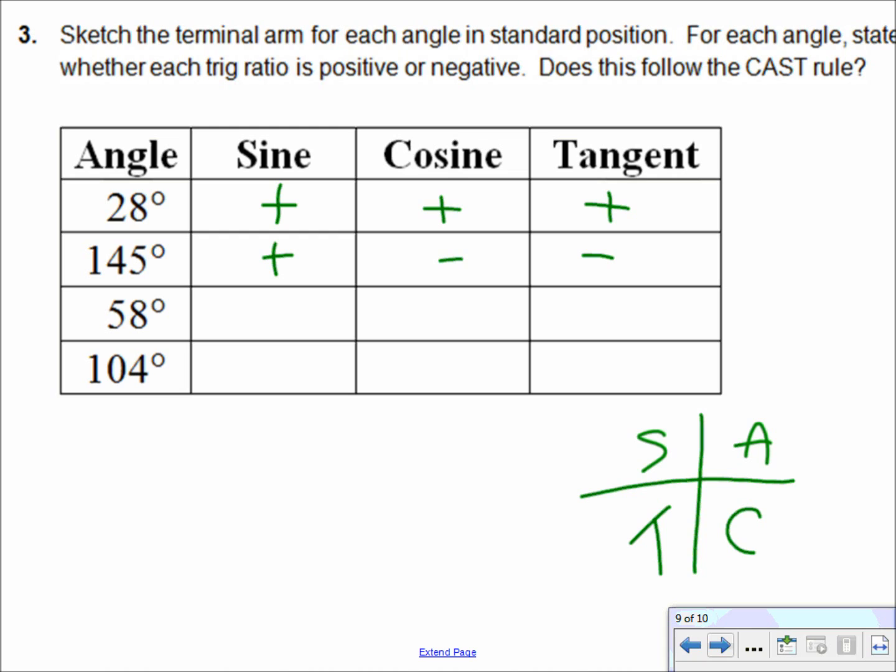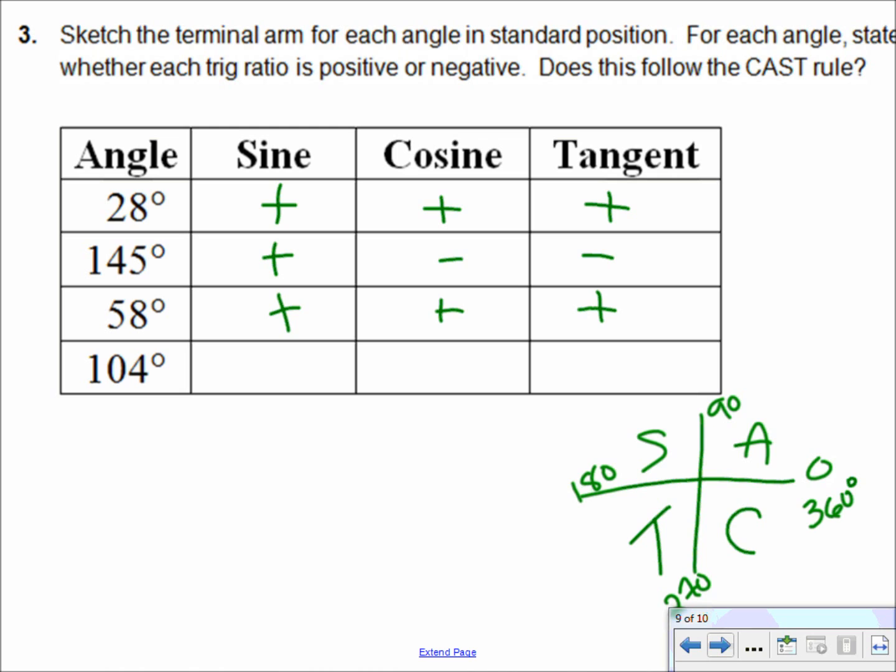Okay, 58 again is in this first quadrant. It's between 0 and 90. And remember, this is 0, 90, 180, 270, and back up to 360. So this again will be in that first quadrant, so they're all positive.